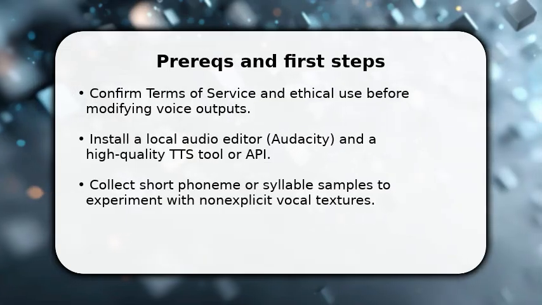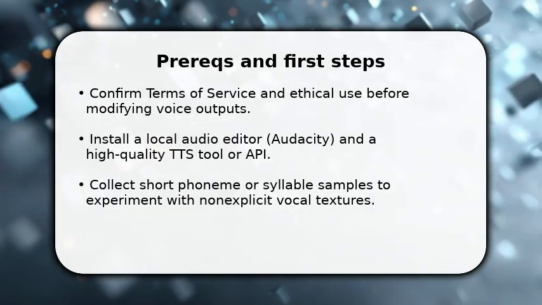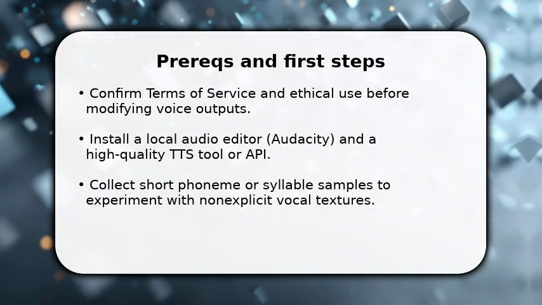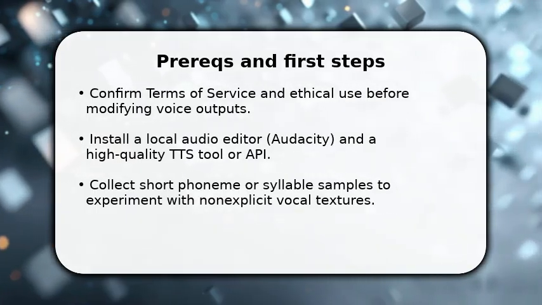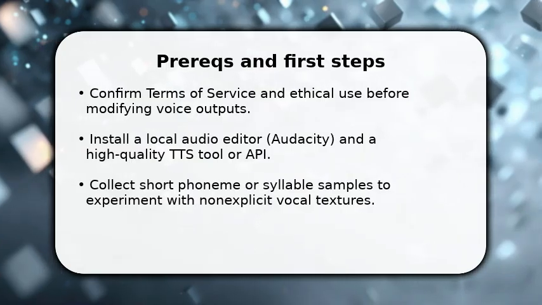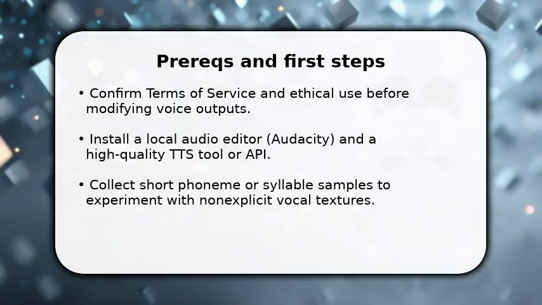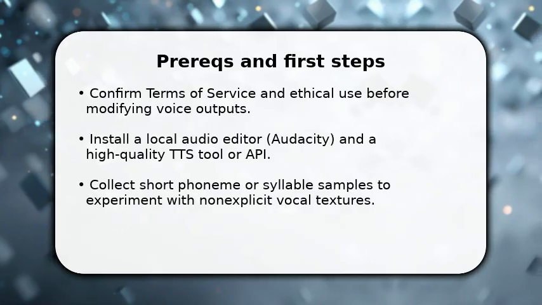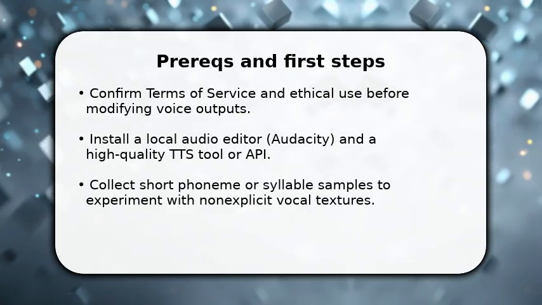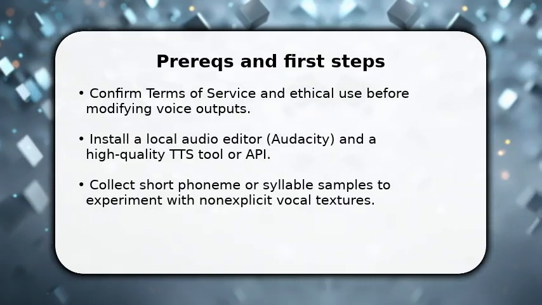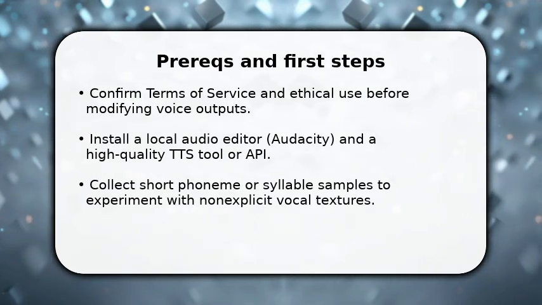You start by checking permissions and intent. Make sure this is lawful and respectful. Next, install an audio editor like Audacity and choose a TTS engine that supports SSML or granular synthesis. Once done, gather short phoneme or syllable samples to use as building blocks for expressive sounds. Make sure to keep examples non-sexual and experimental. This focus prevents misuse and lets you learn how voice components combine without crossing ethical lines.